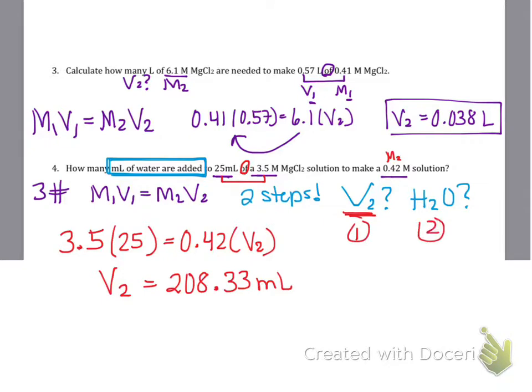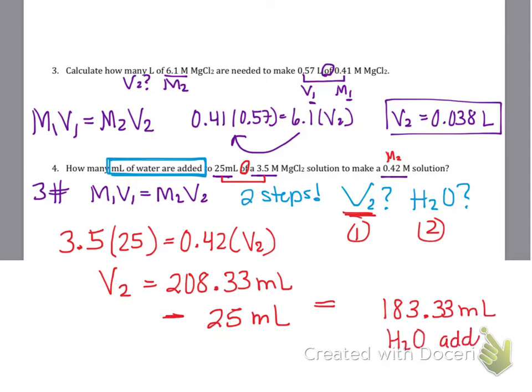Now, this is the first part of the answer, right? The second part is it wants to know how much water was added. If this is how much you had at the end, then you're going to subtract by how much you started with. I started with 25 milliliters, okay? And if we do our subtraction, you are going to get 183.33 mils of water added. So that was your second step. This is your final answer.